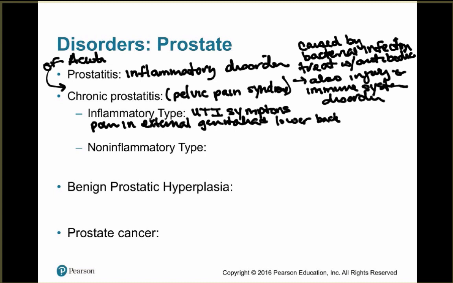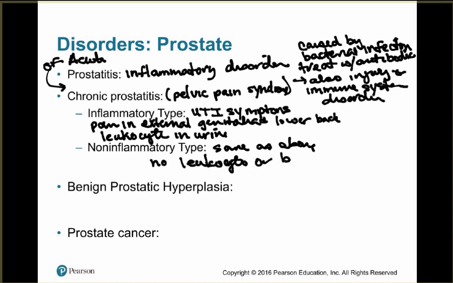It can get it where, like UTI symptoms, it hurts to pee. You have a hard time urinating because it's become inflamed, so it cuts off your urethra and urine doesn't go through there. Another thing that you can have is leukocytes in your urine. Now, the symptoms are the same as above, except there's no leukocytes or bacteria in the urine at all. So that's with chronic prostatitis.